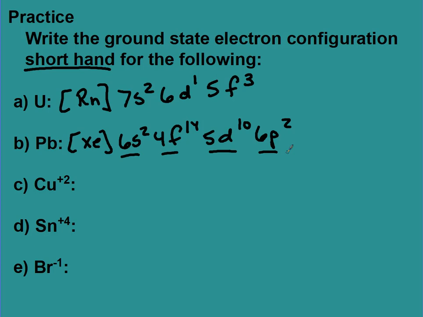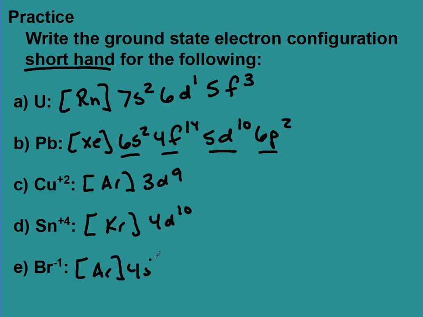The next three were ions. So copper, we have argon. It loses the 4s2, and we're only left with 3d9. For tin, we have krypton, and then krypton loses the 5s2, and it loses its 5p2. So we only have krypton and then 4d10. And then finally bromine, because it's gaining electrons, it's got the 4s2, the 3d10, and then the 4p6.